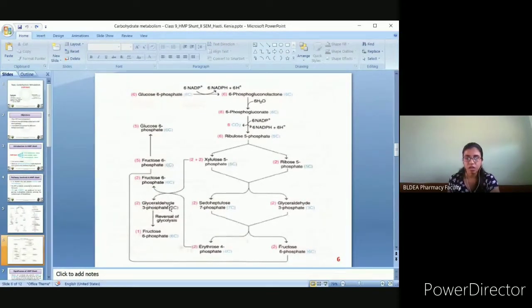Now this glyceraldehyde, either it will get converted into fructose 6-phosphate and lead to synthesis of glucose, that is gluconeogenesis, or it will be utilized for the glycolytic pathway, that is degradation of glucose. Understood regarding how this HMP shunt is carried out and how those different molecules are converted into almost similar carbon-containing compounds.